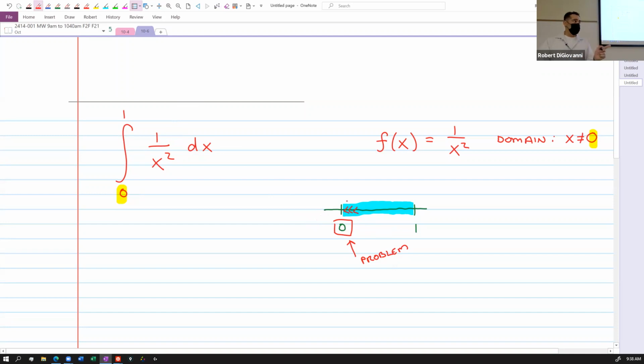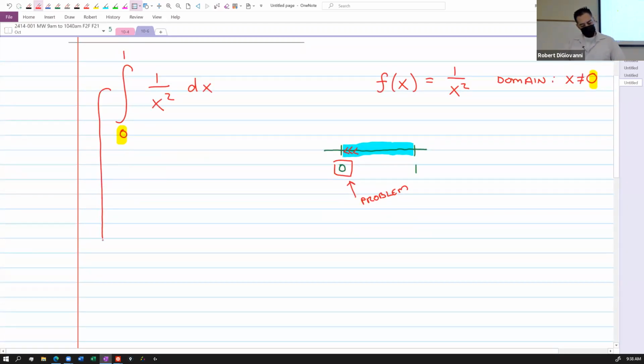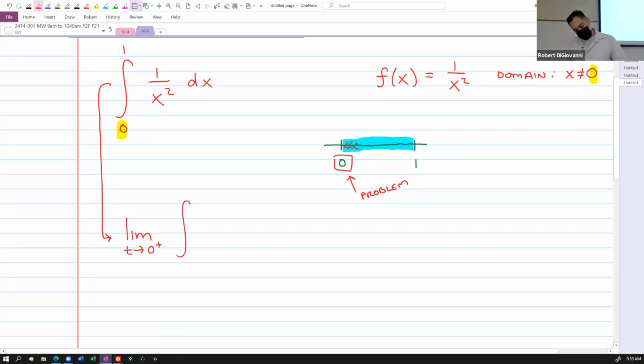which impacts my limit, because I'm going to replace the 0 with t, but I'm only going to approach that 0 from the right. Okay, so let me write this down. This is now going to become the limit as t approaches 0 from the right. I put a little plus sign at the top right corner of the 0 to let you know I'm coming in from the right. And I am replacing that 0 with t, and I'm leaving the 1 as a 1 because that's not a problem. Like that.